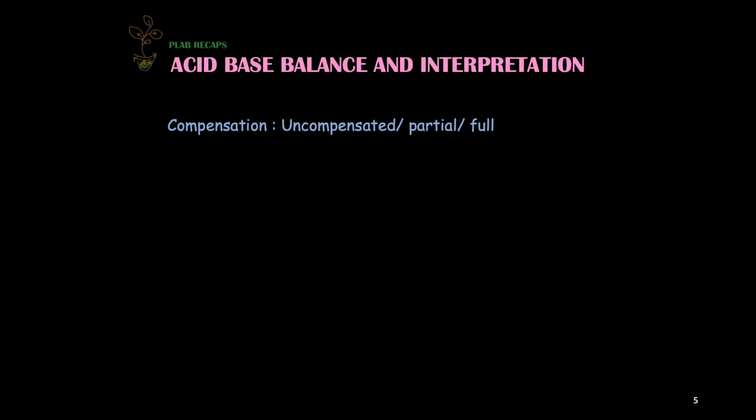Compensation can be of three types: either uncompensated, partial, or full. Simply put, if a full compensation has occurred, then you would expect the pH to be normal, whilst the disturbance in PCO2 and bicarb reflects the mechanisms through which the body has been able to correct the pH.